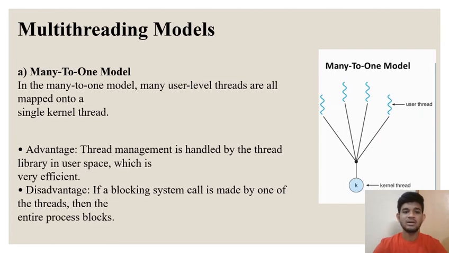Now let us see the multi-threading models. First one, many to one model. In the many to one model, many user level threads are mapped into a single kernel thread. Let us see the advantages and the disadvantages. Advantage: thread management is handled by the thread library in user space, which is very efficient. Disadvantage: if a blocking system call is made by one of the threads, then the entire process blocks. That means if any one thread is blocked, all the threads get blocked.